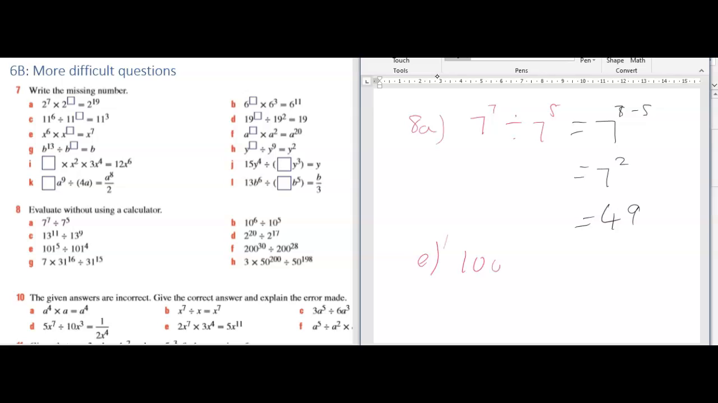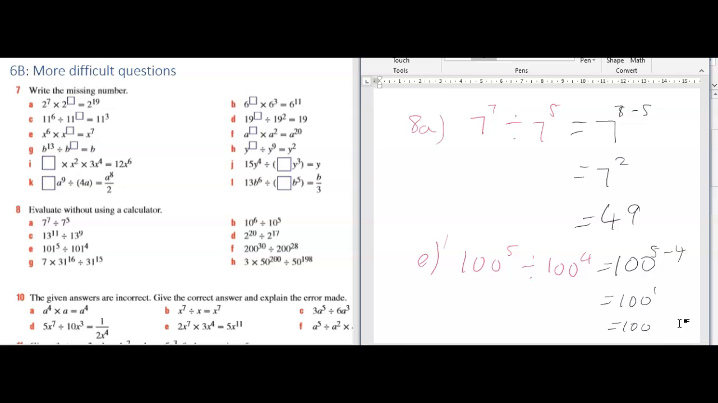All right, let's do E. So we've got 101 to the power of 5 divided by 101 to the power of 4. So even though it's a high base, don't go ahead and do 100 times 100 times 100 times 100 times 100, because you don't need to. So keep your base the same, so it's 100, and then you just subtract your powers. So it's going to be 100 to the power of 1, which is just 100.